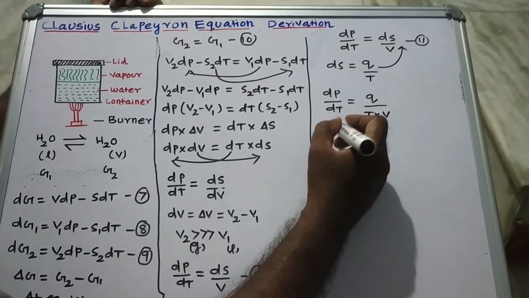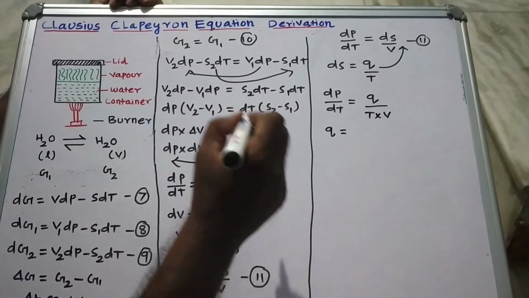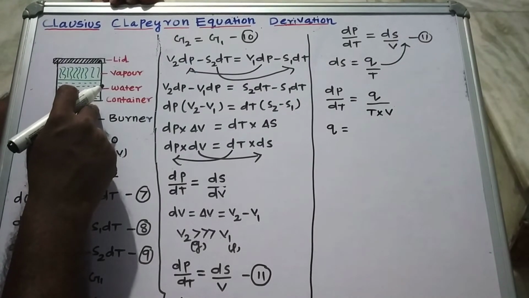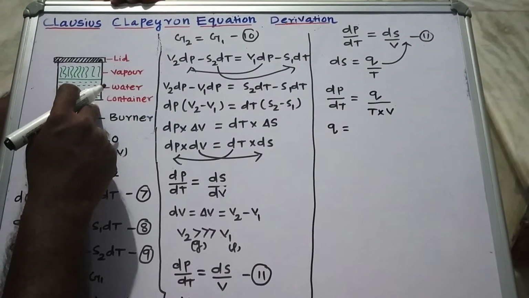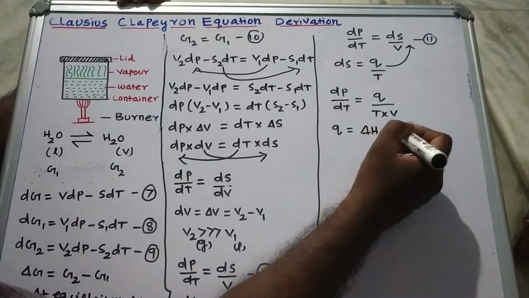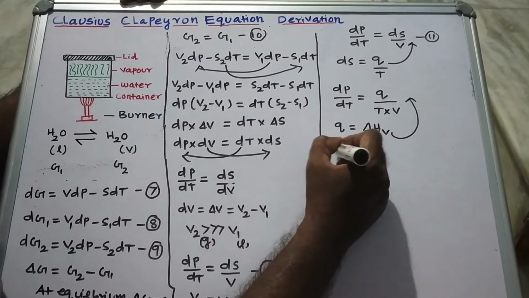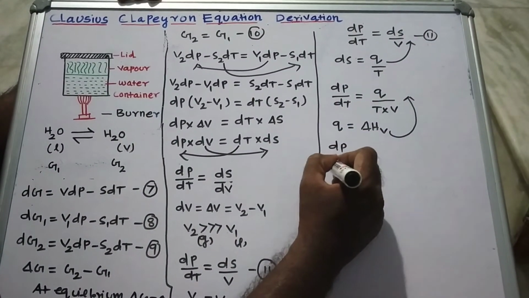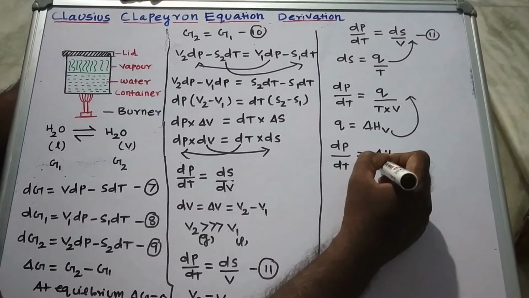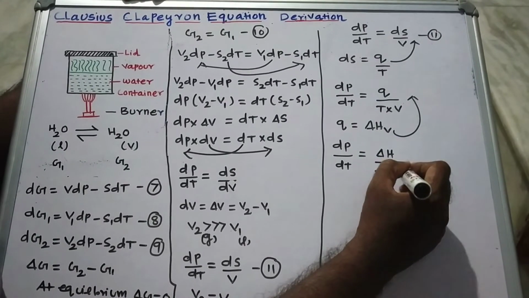Okay. So it's well known that Q is the quantity of heat involved in the process. Here the process taking place is vaporization. Therefore, Q is equal to the enthalpy of vaporization. So substitute this value here. It becomes dP by dT is equal to ΔH by T into ΔV.